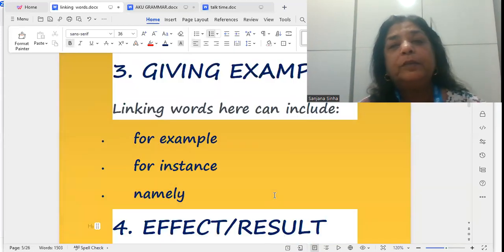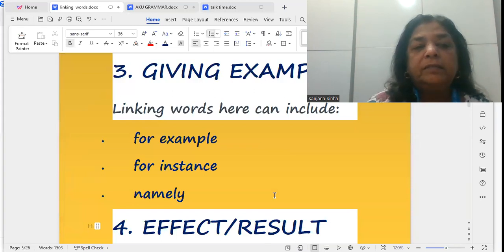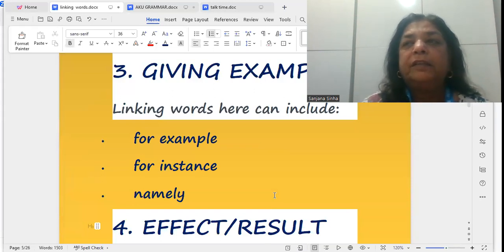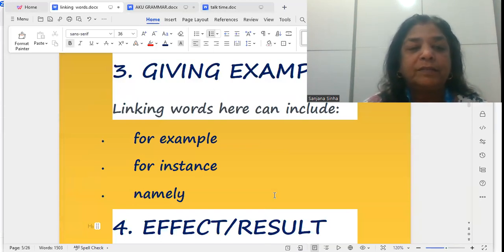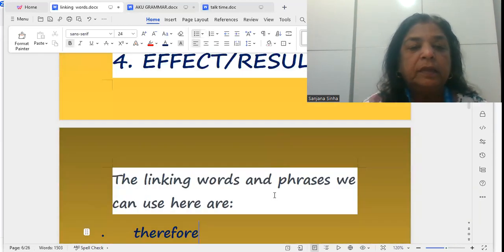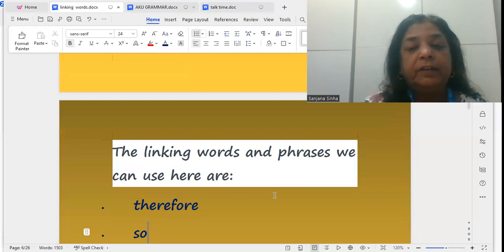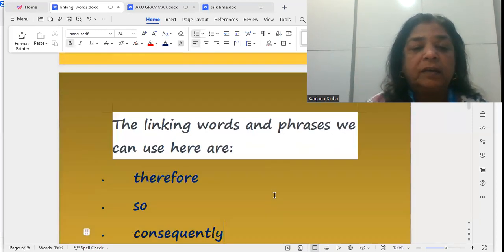Namely also is very important. Namely, some girls have done very well. Namely, Sheila, Sumita, and Barka. So these words add value to your sentences. Number 4 is effect and result. The linking words here and phrases we can use here are therefore.